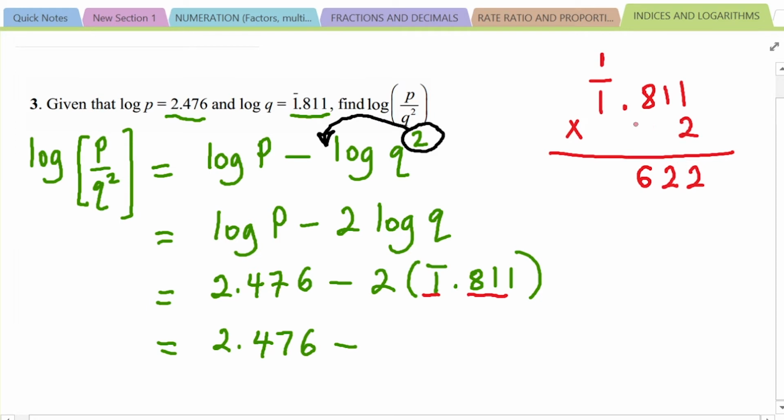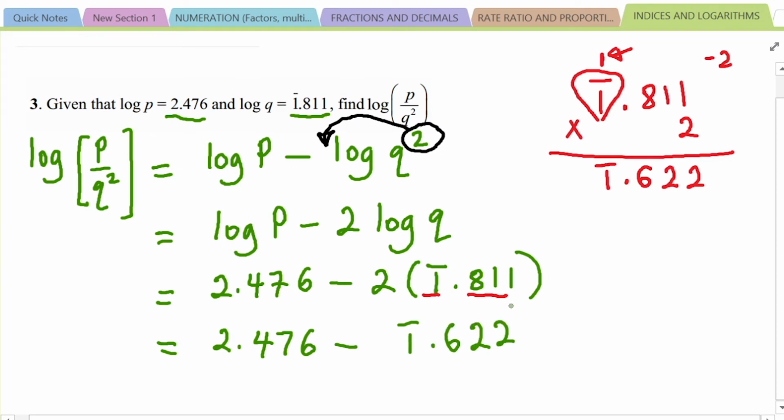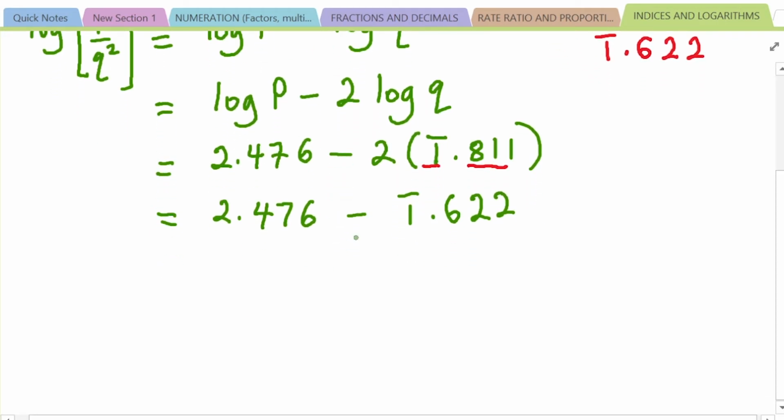Then this is 2 times that negative 1. Remember that negative 1 is independent. So 2 times negative 1 is negative 2. The negative 2 plus the 1 that we carried gives us negative 1. So this becomes bar 1.622. So our answer here is going to become bar 1.622, and then we shall go ahead and subtract. Let me do this like this so that it comes out very well.